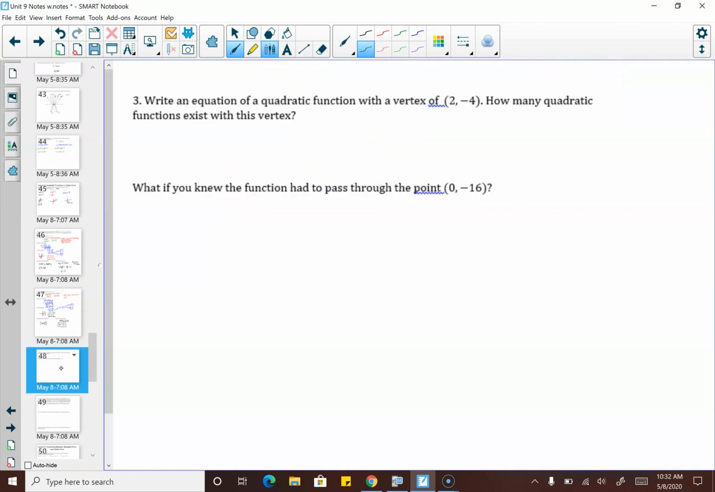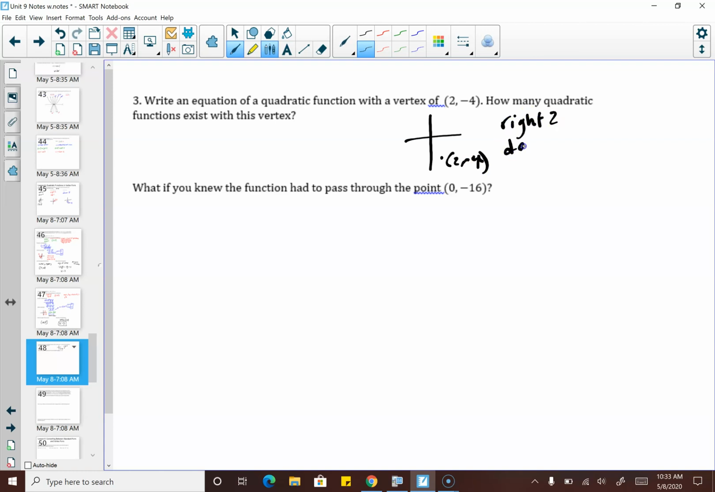Number 3 says, write an equation of a quadratic function with a vertex of 2, -4. How many quadratic functions exist? Well, we need a vertex of 2, -4, there's that point. How do you get there from the origin? You have to go right 2, and you have to go down 4.